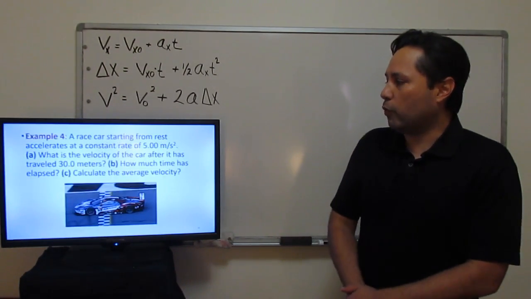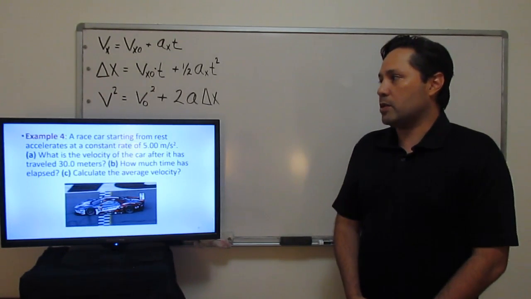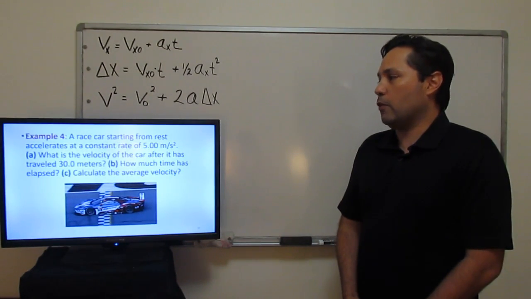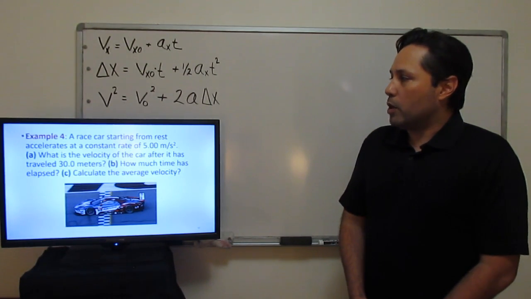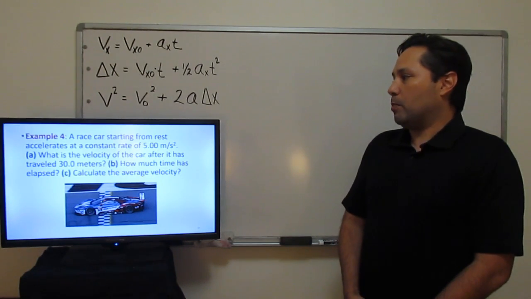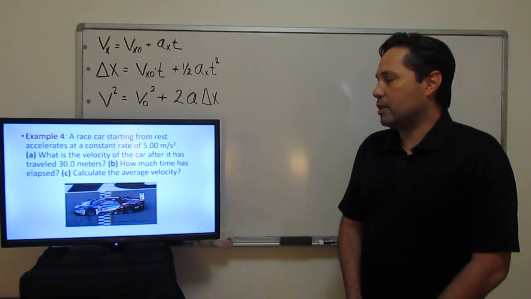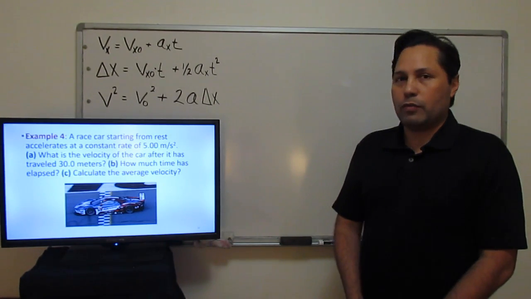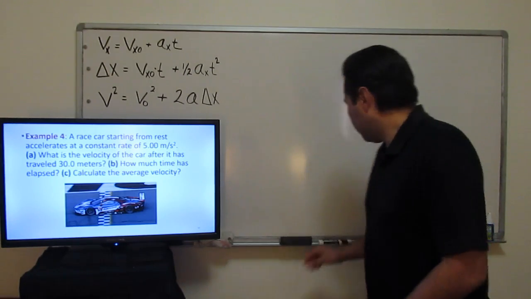Alright, so let's go ahead and get to our first example. This is example 4. It refers to a race car. It says a race car started from rest and accelerates at a constant rate of 5 meters per second squared. Part A, what is the velocity of the car after it has traveled 30 meters? And part B, how much time has elapsed? And part C, calculate the average velocity of the vehicle. Alright, so let's go ahead and start with part A.